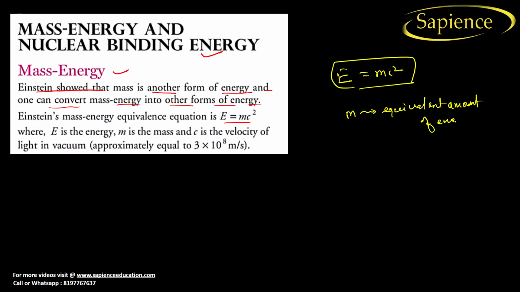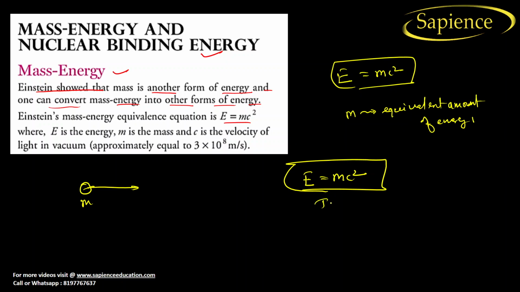But one thing to be noticed: if there is a body and it has a mass m, and c is the velocity of light, then the energy of this object will be equal to mc². This is the famous relation given by Einstein.